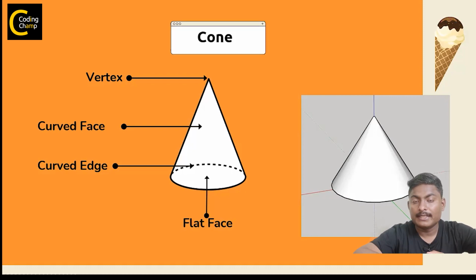You already know what a vertex is. A vertex is a corner point, where two lines meet at a point. A cone also has a curved face and a curved edge, and the bottom one is a flat face. Some examples of a cone are an ice cream cone and a hat of this shape. Now let's move on to Google SketchUp and try to make it.